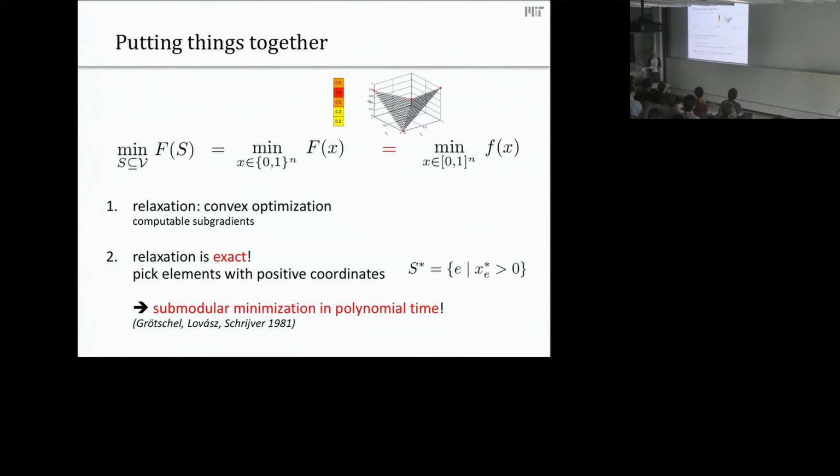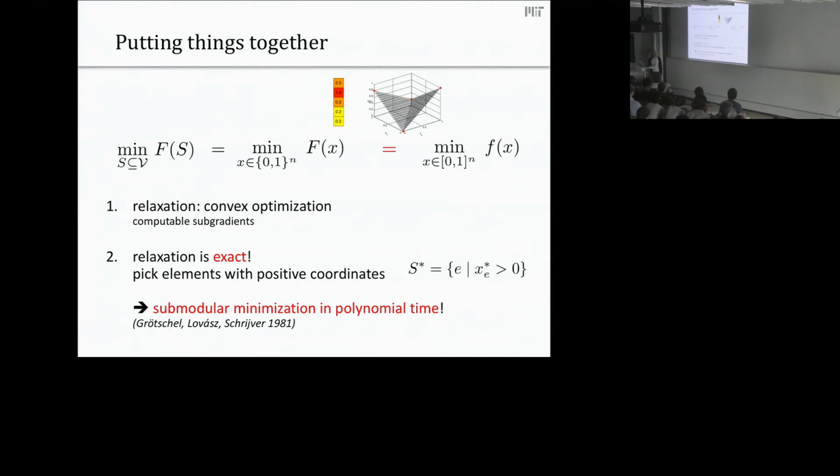So the rounding that you have to do in this case is actually extremely easy. You look at your fractional vector. It has entries between 0 and 1. You pick all the coordinates that have entries larger than 0. You set them to 1 and you pick those, and the other ones, the zeros, you discard. So it's an extremely simple rounding procedure. And it is guaranteed to give you the optimal solution of the discrete optimization problem.